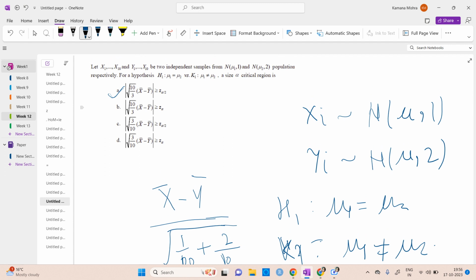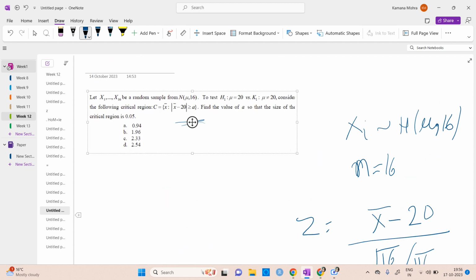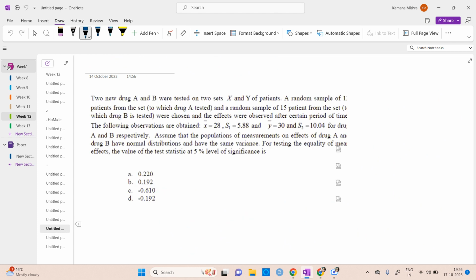Because it is two-tailed, it would be Z alpha by 2. So we have solved this, and next we have the next question.